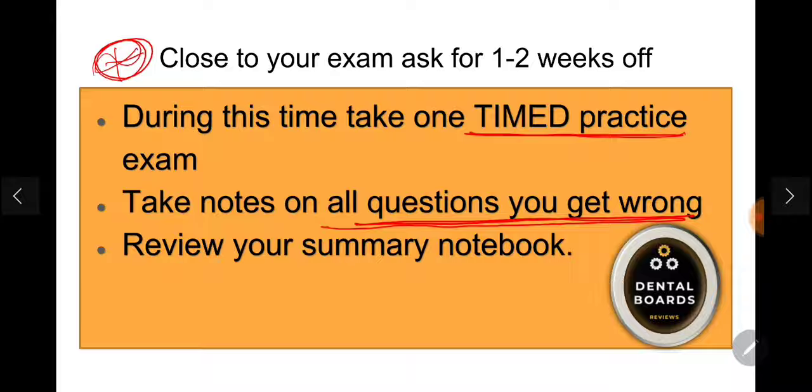Okay, and then during this week, this is the time you're going to review your notebook notes. The notes that you took in your notebook during the studying, you need to review again. Remember, at the end of each week, you need to review your notebook, but towards the end, in the 1 to 2 weeks off that you're off, make sure you review your notebook.